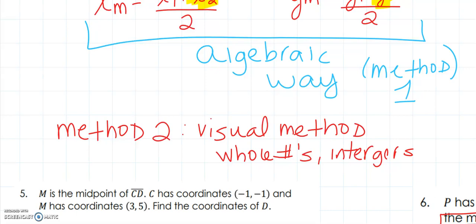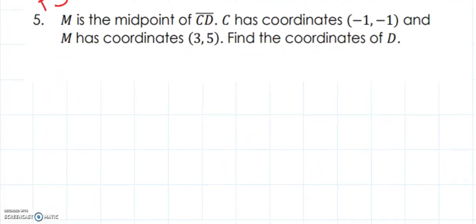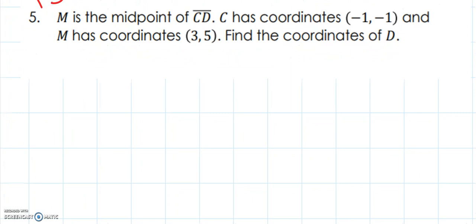All right, let's take a look at the first problem. We're going to go to page 10, number 5. Okay, here's our problem. It says M is the midpoint of line segment CD. C has coordinates -1, -1. Okay, great piece of information there. And M has coordinates of 3, 5. Find the coordinates of D. So this is our ask. This is what we have to give them as our final answer, the coordinates of point D.